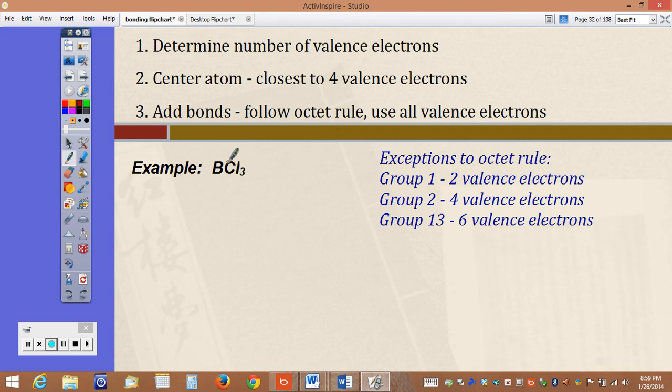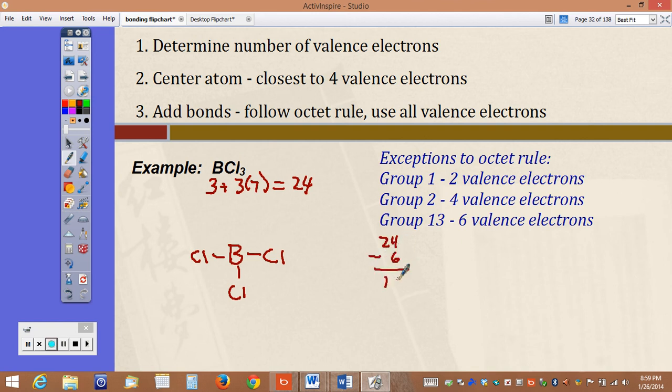Boron trichloride. Boron has 3 valence electrons. There are 3 chlorines, each one has 7. So 21 plus 3 is 24. Center atom is going to be boron, because boron with 3 is the closest to 4. The chlorines will go around the outside. Right now we have 1, 2, 3 bonds. Each bond has 2 electrons, so 6 electrons. So 24 minus 6, we have 18 valence electrons to go.